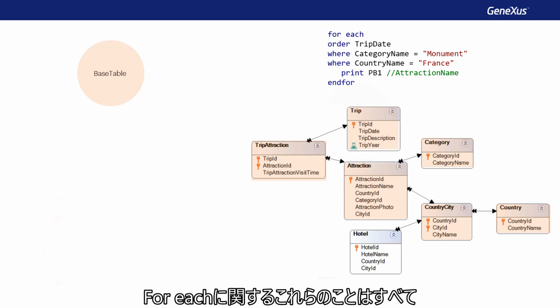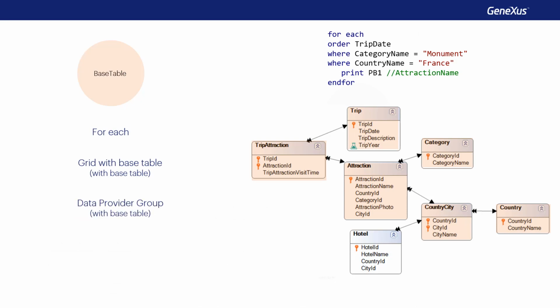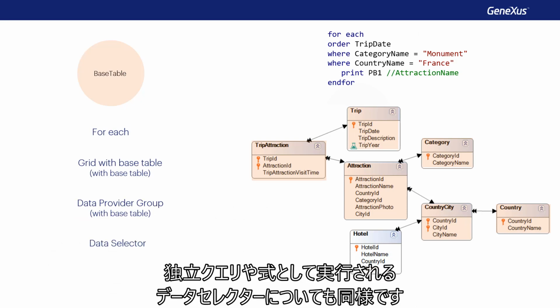All this, related to a for each, also applies to a grid with base table, as well as to a group of data providers. And the same goes for a data selector executed as an independent query or a formula.